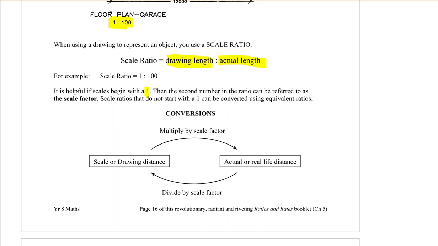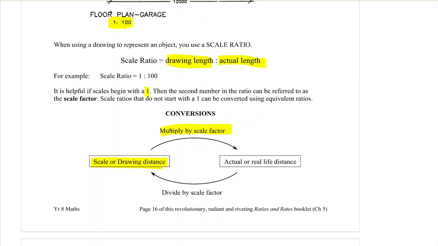So like me saying it's 100 times as big, it's a scale factor. Scales that do not start with a 1 can be converted using equivalent ratios. So there are going to be a couple where we won't have a 1 at the beginning. There's a little diagram here to help us convert. In some of the questions, I'm going to be giving you a measurement on a plan or a map, and you need to convert them into the real life measurement. So if I have the scale or drawing distance, you have to multiply by the scale factor, following that arrow, to get over to the real life distance.